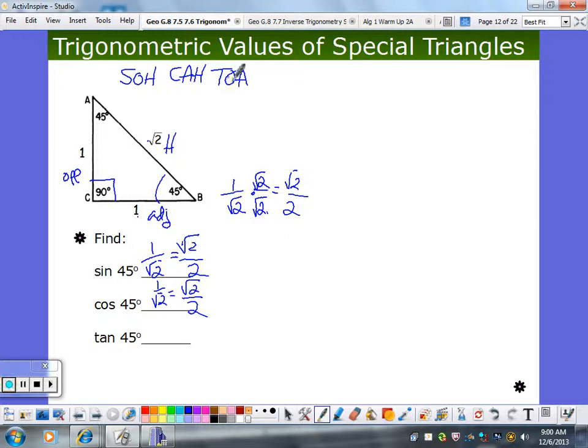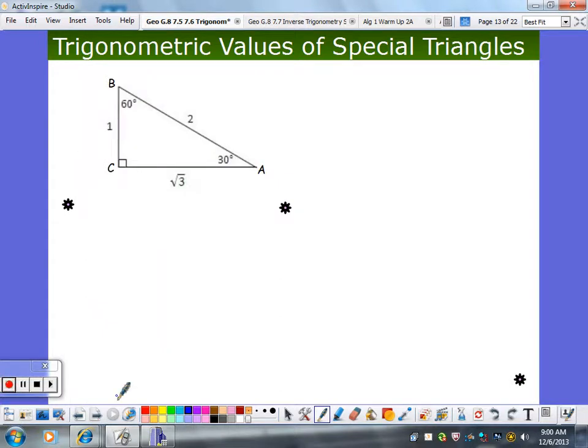So tangent is opposite over adjacent. What's that going to be? What do you think, Connor? 1. Opposite over adjacent is 1 over 1. Always simplify. So there we go. So if you have a 45, 45, 90, we can find the different values: sine, cosine, tangent. Oh, that's beautiful.